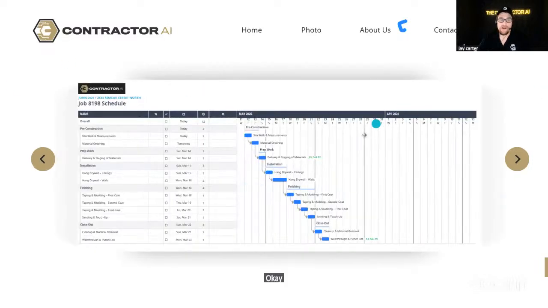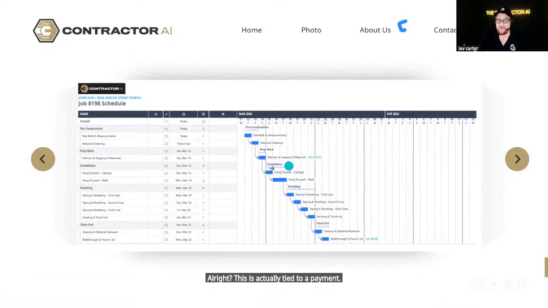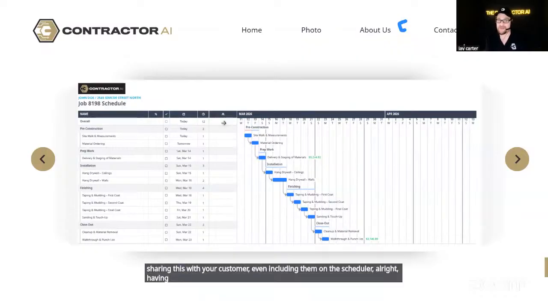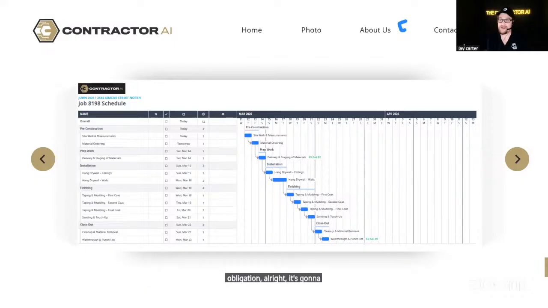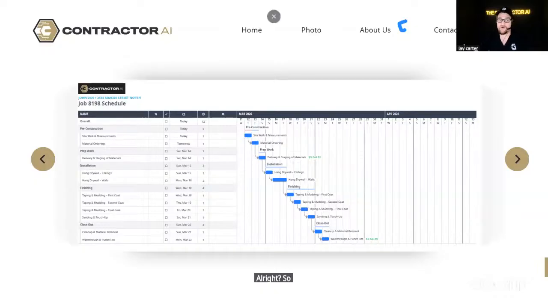Here's a typical job schedule. I whipped this up for you guys so you can see. This is actually tied to a payment. Again, share this with your customer, even including them on the scheduler. Having them assigned to that task in terms of their payment obligation is going to send an automatic reminder as well. You can update them of when that payment is due, which is another clever way to keep them informed. So again, they know, hey, this is the payment.